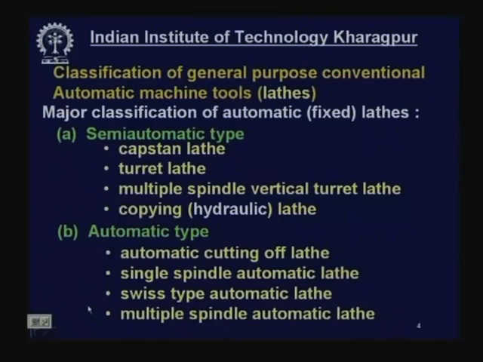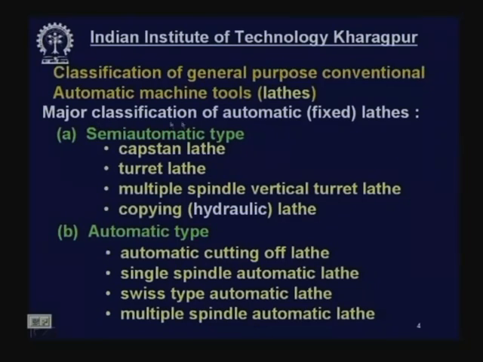Now, the classification of general purpose conventional automatic machine tools. As I told you, our discussion will be confined to lathes only, because the scope is very limited. The major classification of automatic machines is fixed automation, which is the very conventional type of lathes. We are not going to cover flexible automation to that extent; that will be done in some other subjects, or if the scope comes in any new course.